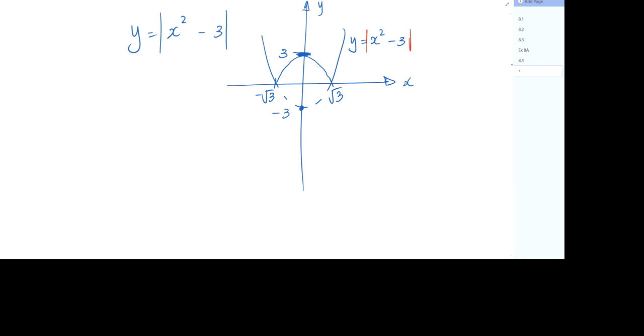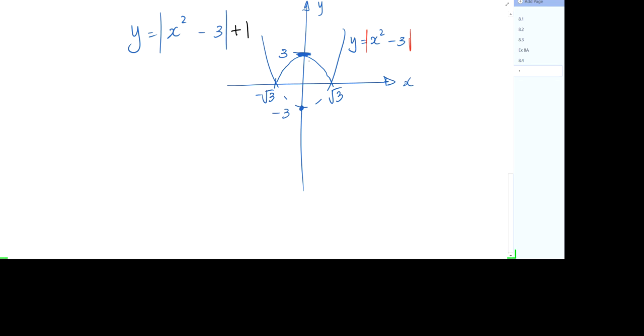Okay, now I'm going to make one more change. What happens if I have y equals modulus x squared minus 3, plus 1? What happens to this graph? What happens to the existing blue graph? Up or down? Up. It shifts up by 1 unit.